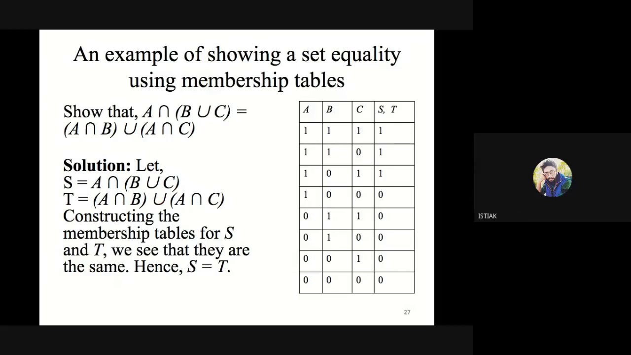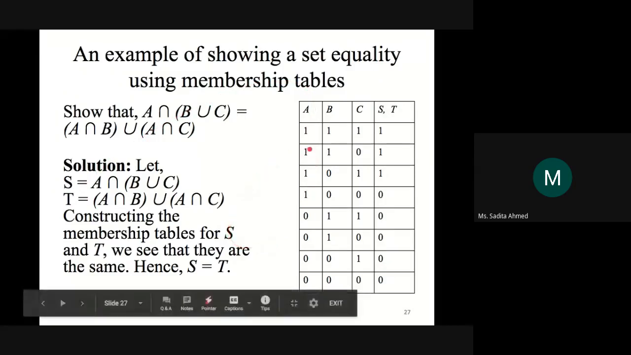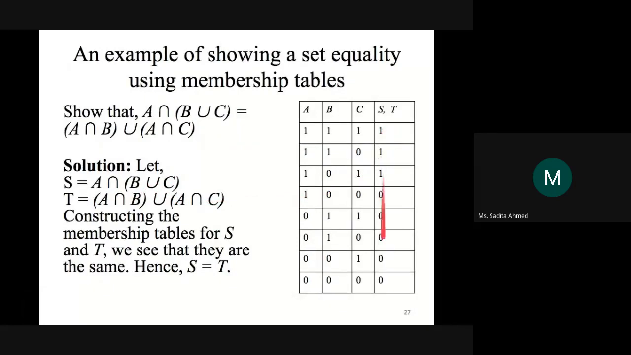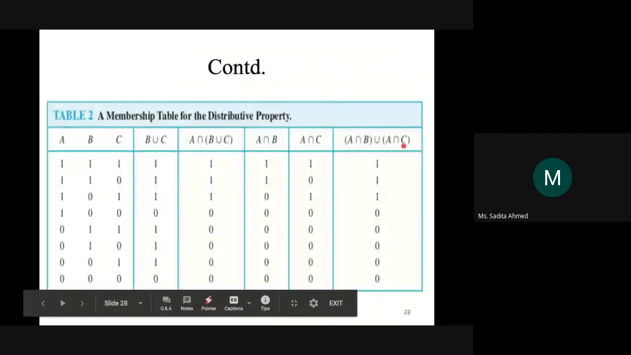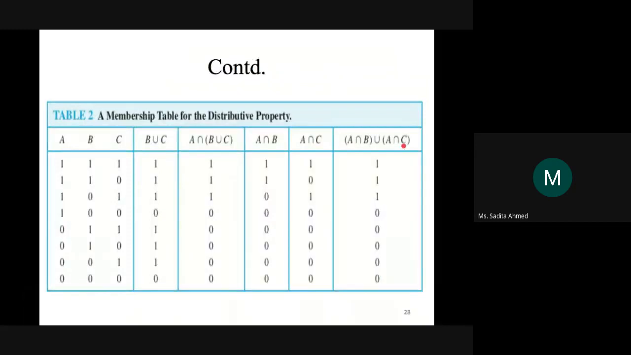Okay, so based on this, if we finally see that the elements that are there in set S are also there in set T, and if an element is not there in set S, it's not in set T either, if we can show that using the membership table, then we can say that these two sets are equivalent to each other. As you can see here, S and T have the same values, okay? If you wanted to break it down, you could do something like this, okay?